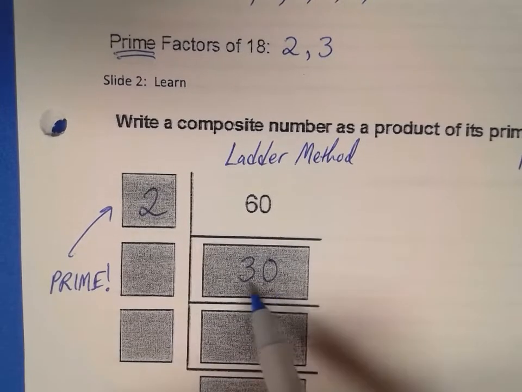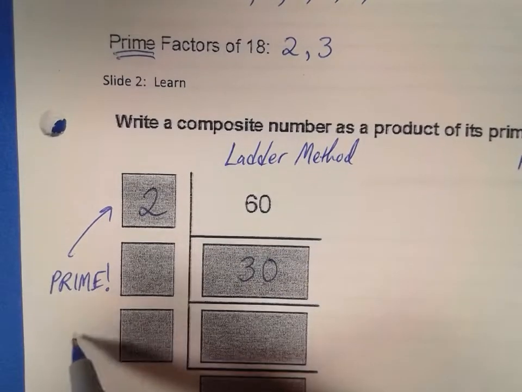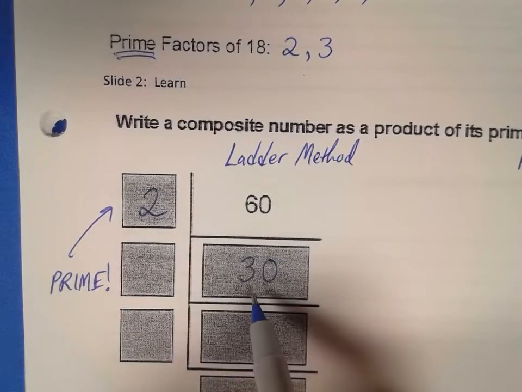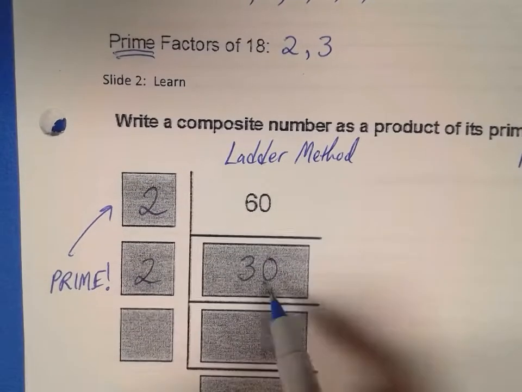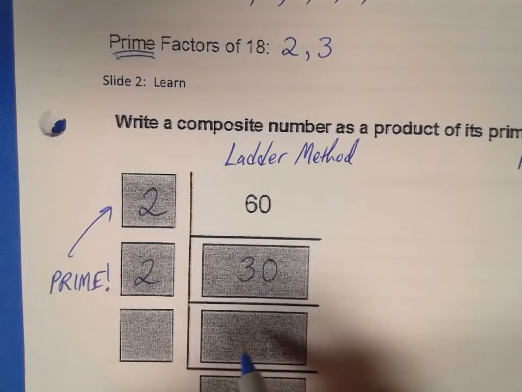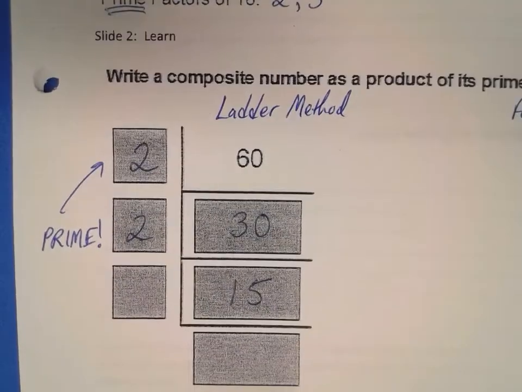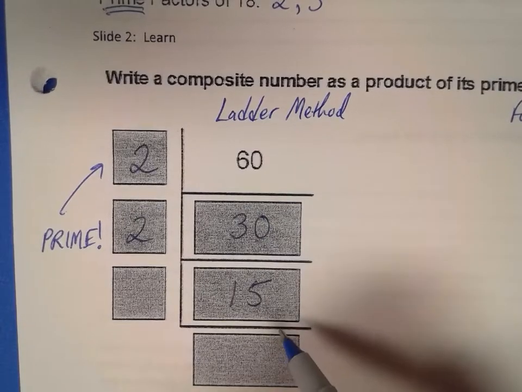Well, now I have 30 to work with, and I want to break it down again. I need to think of a prime number, have to choose a prime over here, that will go into 30. Oh, 2 will work again, won't it? 30 is even, ends in 0. Okay, 2 goes into 30 how many times? 15 times. I'm getting there with this idea of a ladder method.